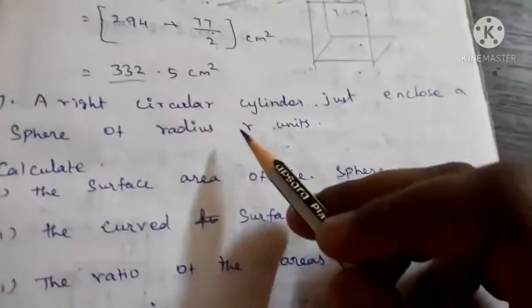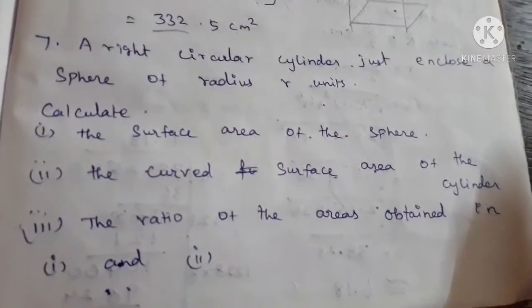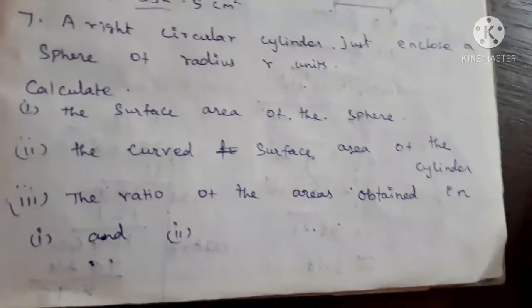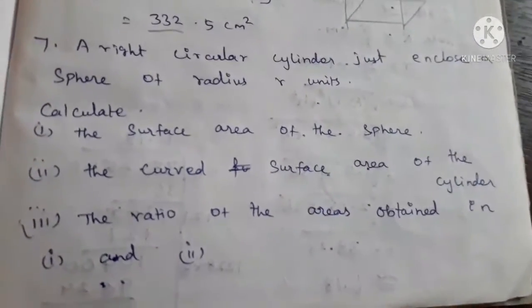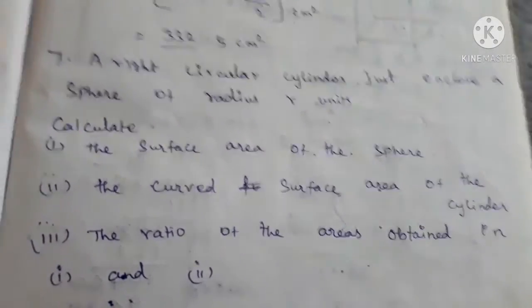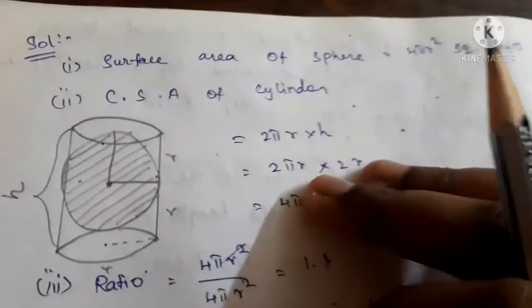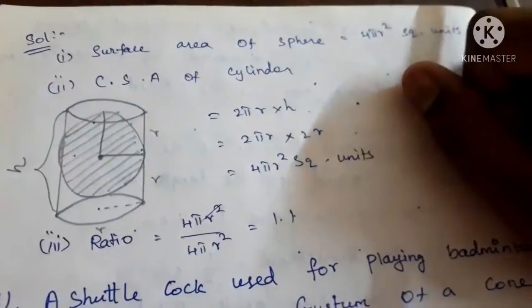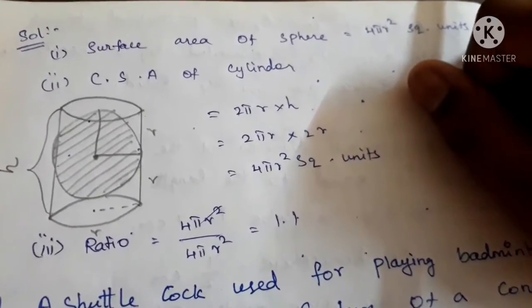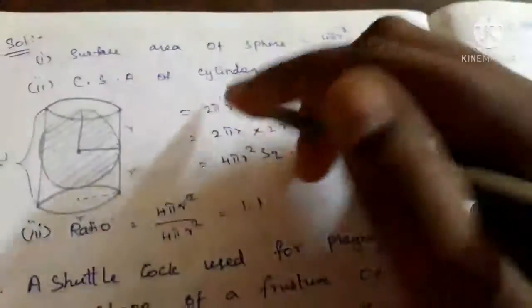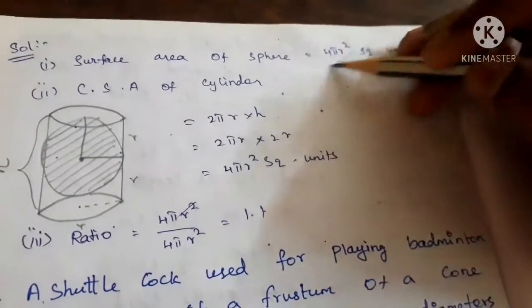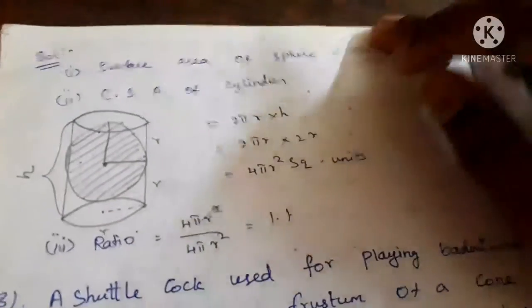Seventh question. A right circular cylinder just encloses a sphere of radius r units. Calculate the surface area of the sphere, the curved surface area of the cylinder, and the ratio of the areas obtained. Okay, they are telling that inside a right circular cylinder, a sphere is there. We have to find the surface area of the sphere. Surface area of the sphere is nothing but 4 pi r square. That is, we have to derive the formula. So we have found it, 4 pi r square.